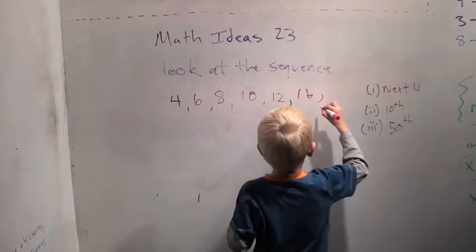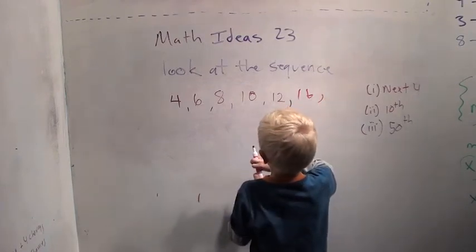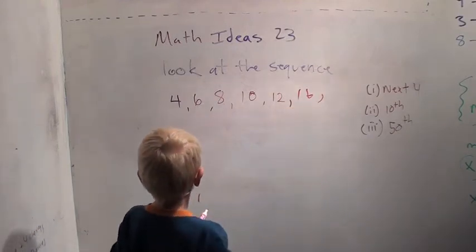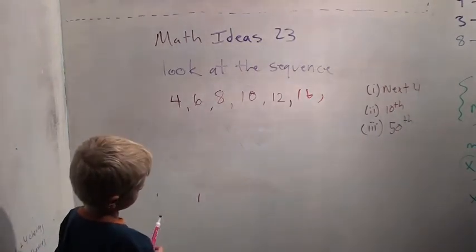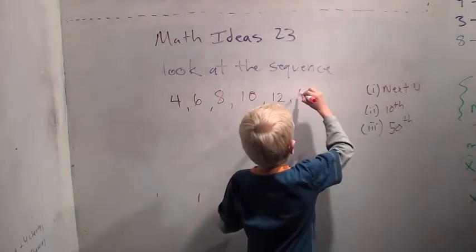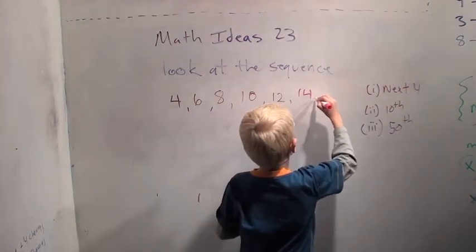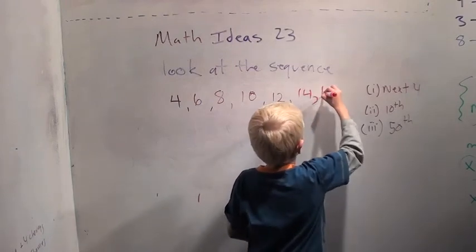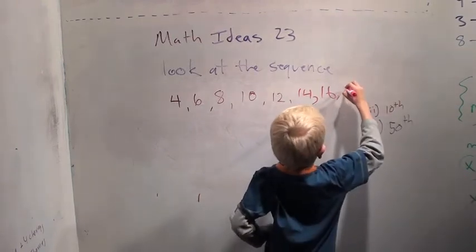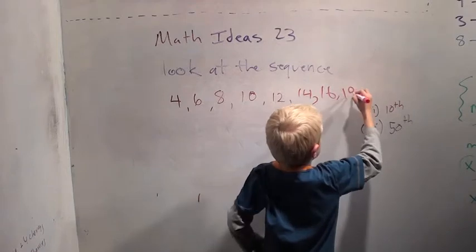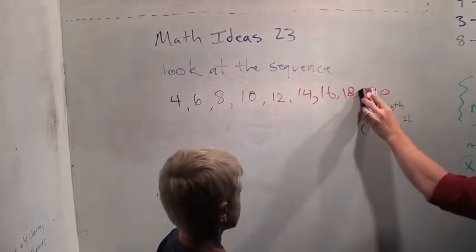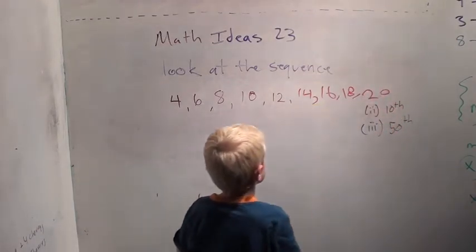16. How'd you get 16? Because we're counting by 2's. Okay, so what's the next term? No, the next term is 14. 14, okay. Then 16. Then 18. Then 20. 20, okay. Yeah, write that too a little better. Oh, good job.